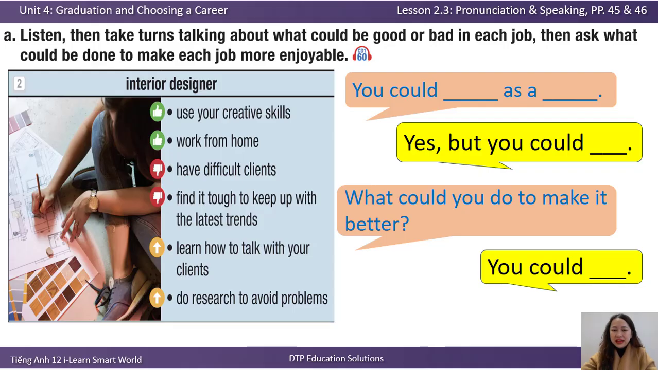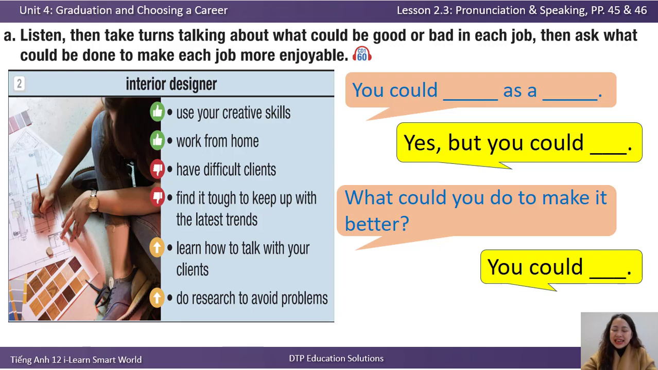Find it hard to keep up with the latest trends. Interior designers need to stay updated on industry trends, which can be demanding. You could find it hard to keep up with the latest trends as an interior designer. Here are some suggestions for improvements. Learn how to talk with your clients. Good communication helps avoid misunderstanding and build better relationships. Do research to avoid problems. Understanding clients' needs and exploring solutions can prevent issues.